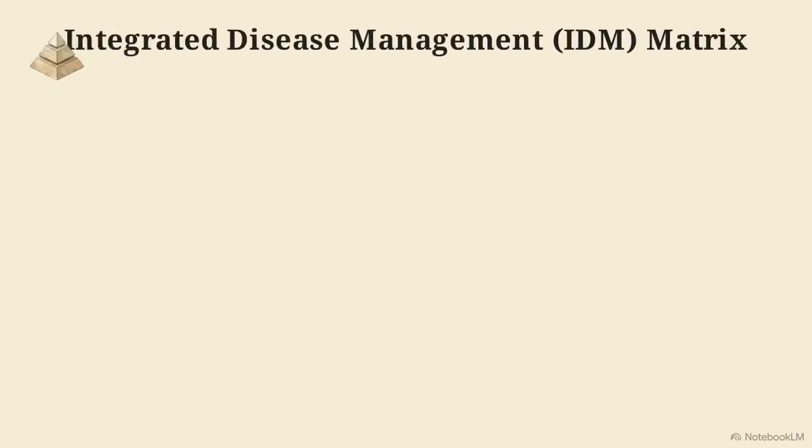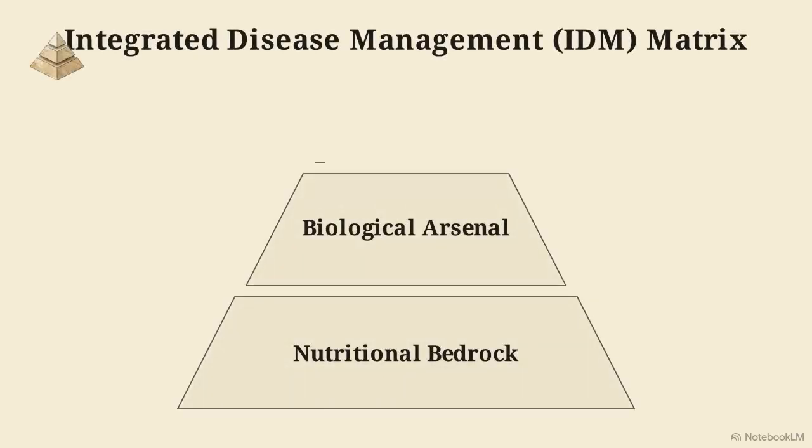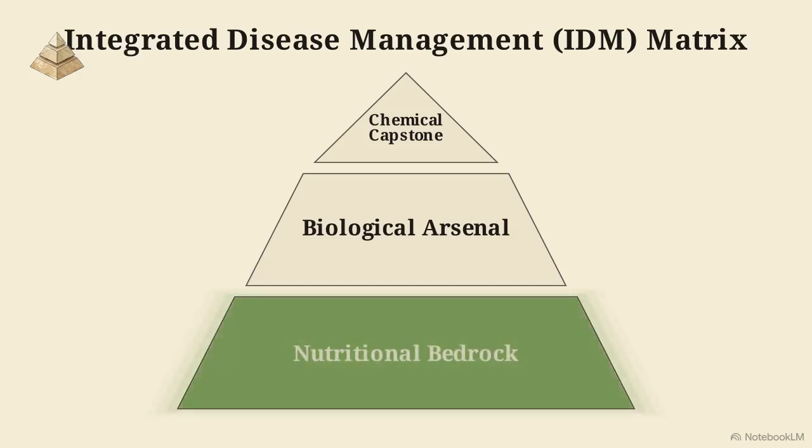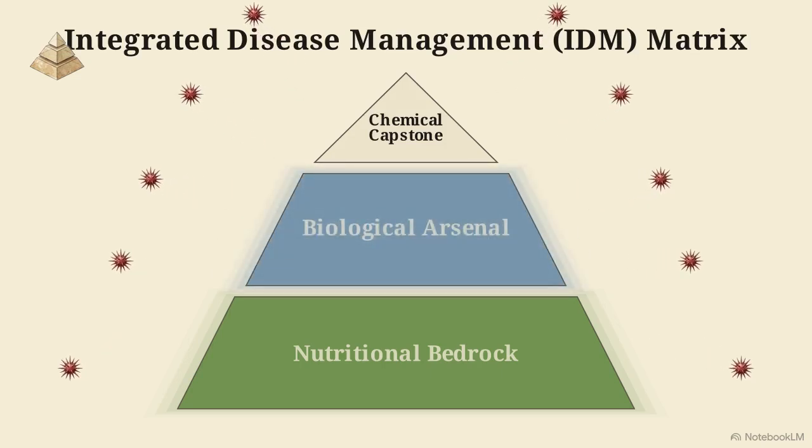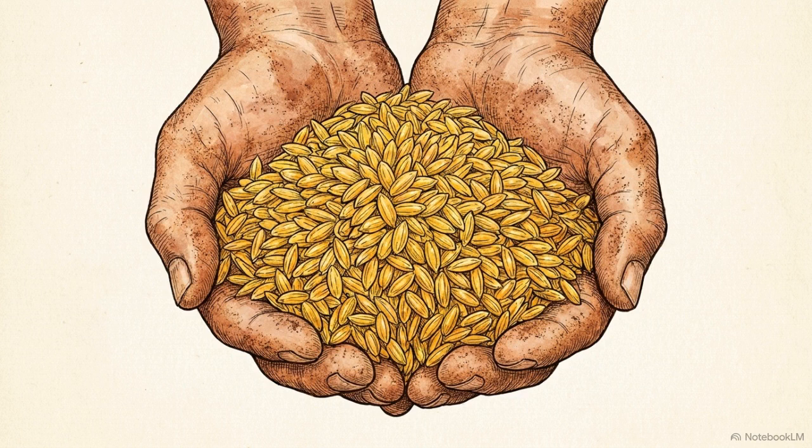The IDM matrix consists of three interdependent layers: the nutritional bedrock, the biological arsenal, and the chemical capstone. The bottom layer engineers the host environment to establish a physiological bedrock. The middle layer deploys biological antagonists to outcompete pathogens before they infect the crop. Maximizing yield requires integrating all three layers into a single systemic defense.